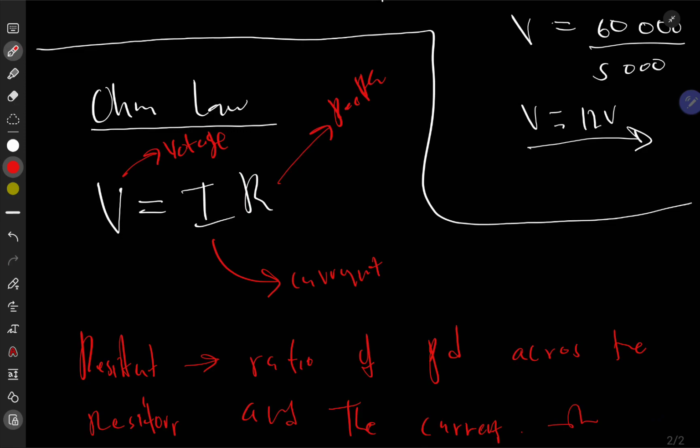Ohms, the symbol is omega. This is it. So we know all the variables that are in Ohm's law. So this is what we call Ohm's law.